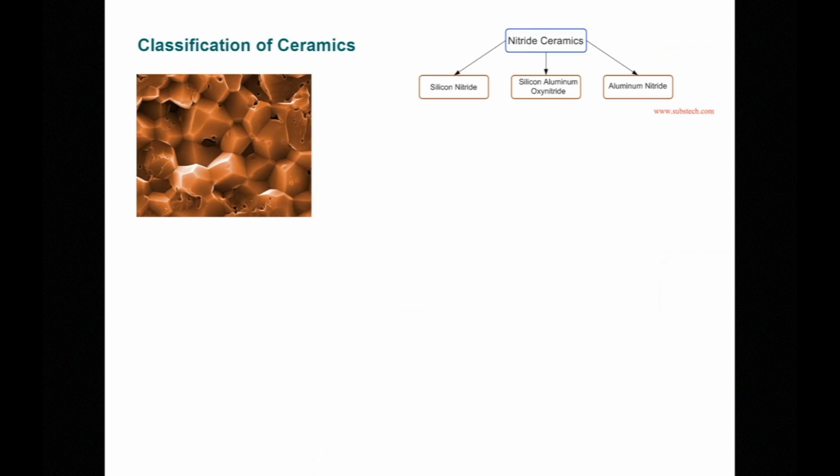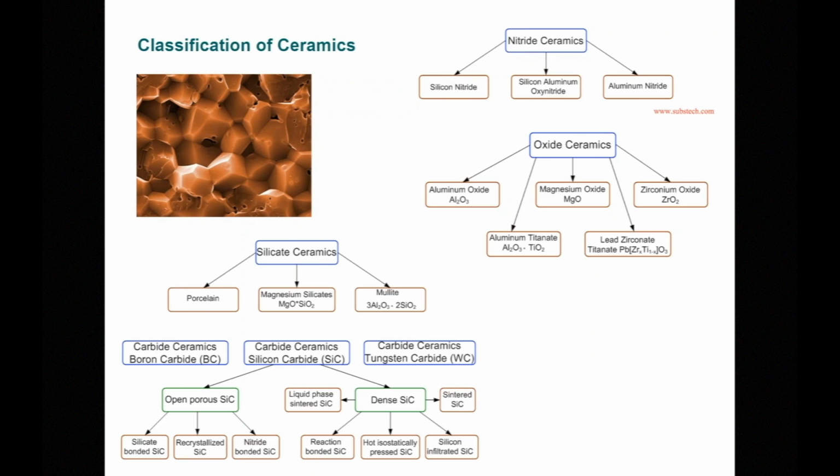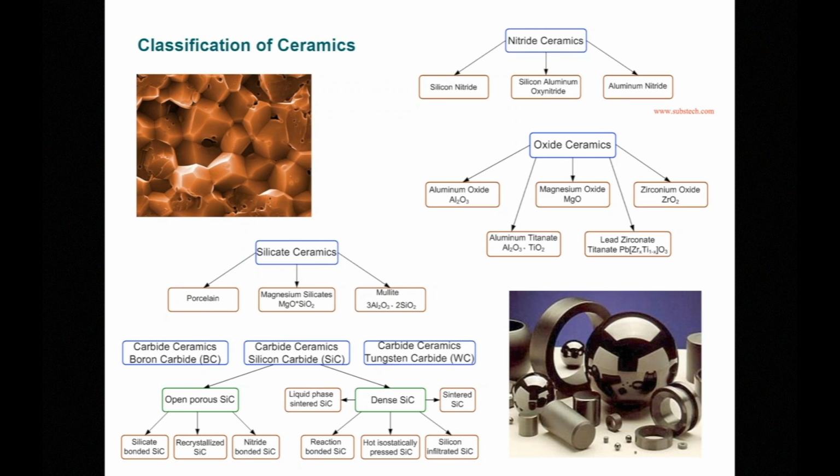When we're looking at nitride ceramics, this will include your silicon nitride, aluminum nitride. When we're looking at the oxide ceramics, predominantly aluminum, magnesium, zirconium oxide. And then we're looking at silicate ceramics: porcelain, magnesium silicates, clay. But we have the non-oxide equivalents, which would include your carbides, nitrides, and a lot of them are actually advanced ceramics or used for very, very high-end applications.